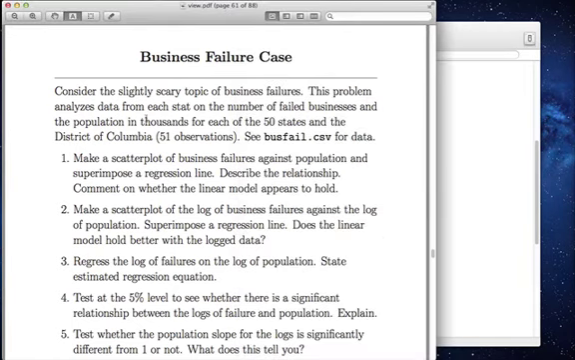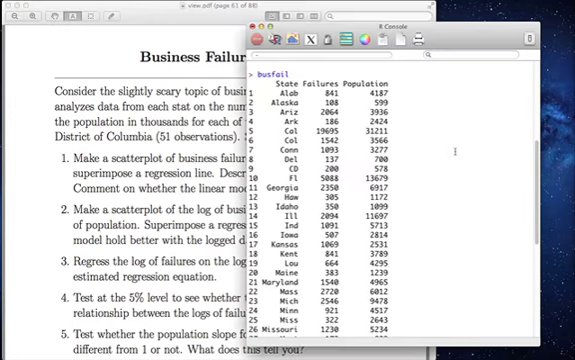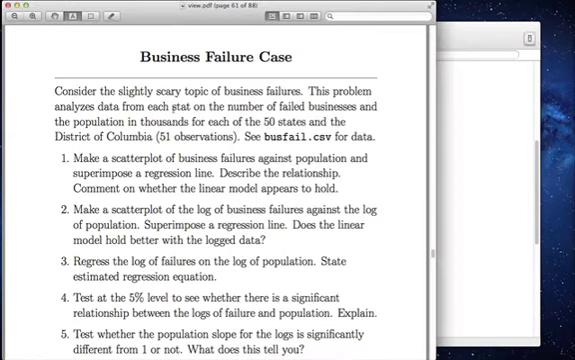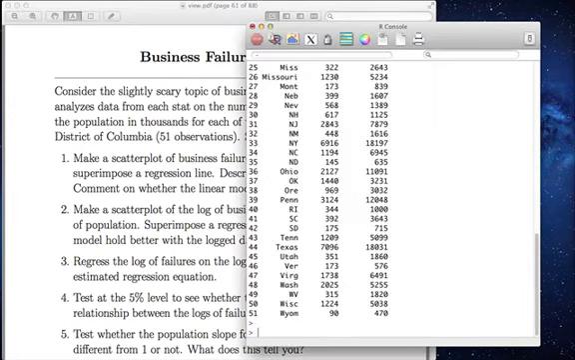What we have are the number of business failures in each state plus the District of Columbia, as well as the population in thousands for each of those states. And you also have the state name. So part 1 asks us to make a scatter plot of business failure against population and to superimpose a regression line. So let's go do that.